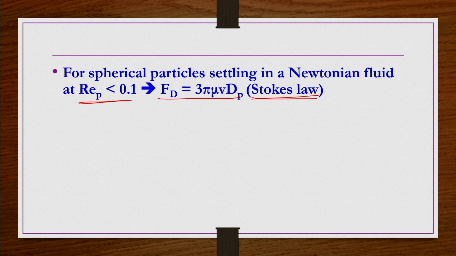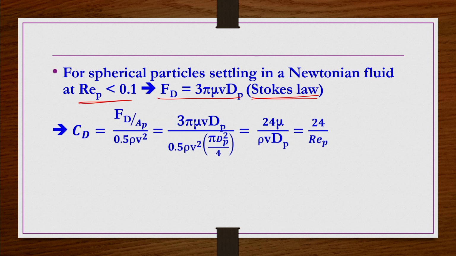So, if the Reynolds number is small, for a spherical particle, the drag force Fd equals 3 pi mu v dP. It is also known as the Stokes law. If you non-dimensionalize this, that is, Fd by Ap divided by half rho v square, you get CD, the drag coefficient. Fd is 3 pi mu v dP divided by 0.5 rho v square. What is Ap? Pi dP square by 4, the projected area of a sphere, which is the area of the circle you can see from the approaching fluid side. When you simplify, you get 24 mu by rho v dP, that is 24 by REP.